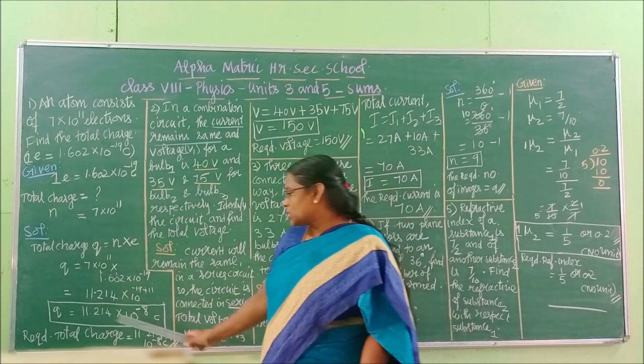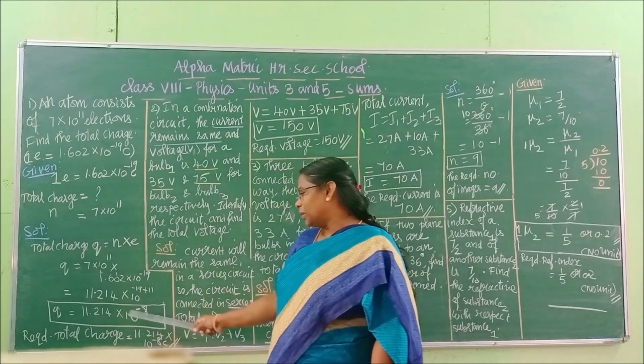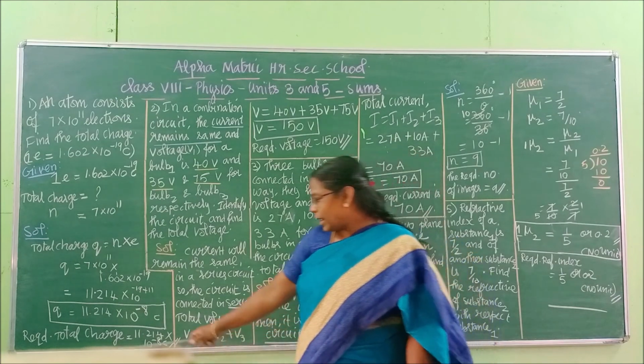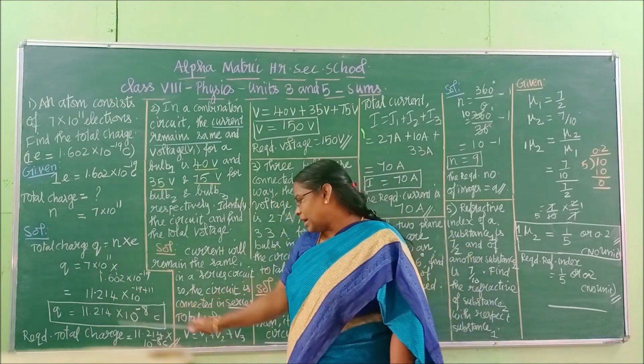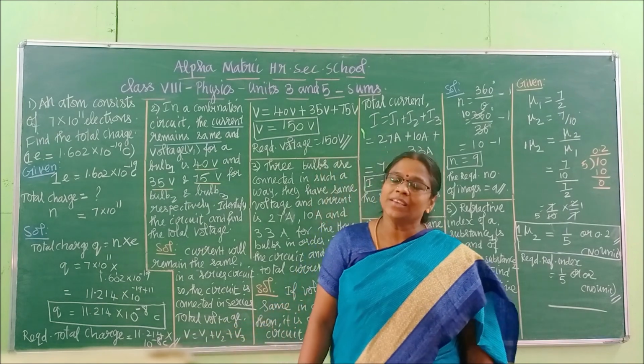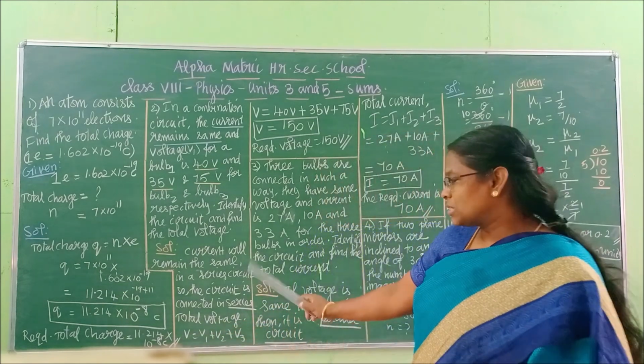So what is the answer? 11.214 into 10 power minus 8 coulomb. So what is the required total charge? Write the same answer: 11.214 into 10 power minus 8 coulomb. So what's the answer, children?